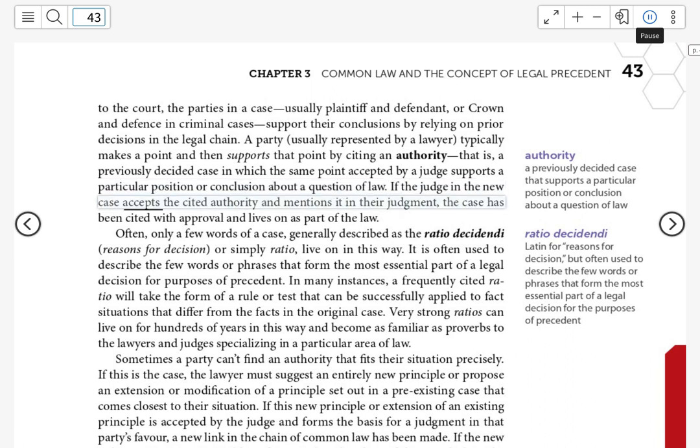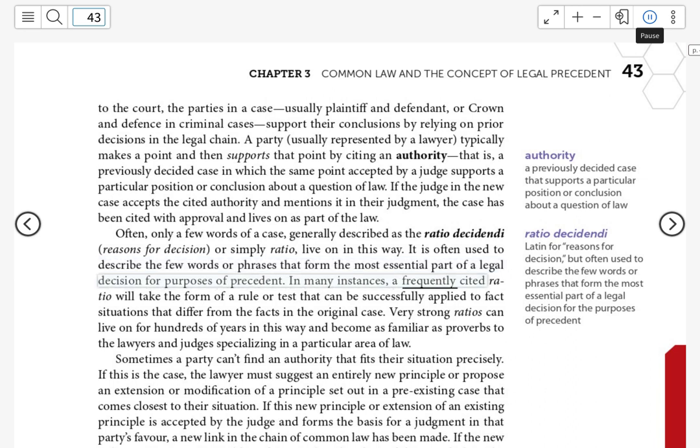If the judge in the new case accepts the cited authority and mentions it in their judgment, the case has been cited with approval and lives on as part of the law. Often, only a few words of a case, generally described as the ratio decidendi, reasons for decision, or simply ratio, live on in this way. It is often used to describe the few words or phrases that form the most essential part of a legal decision for purposes of precedent.